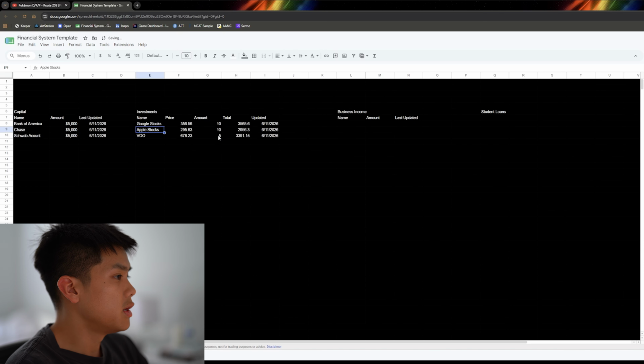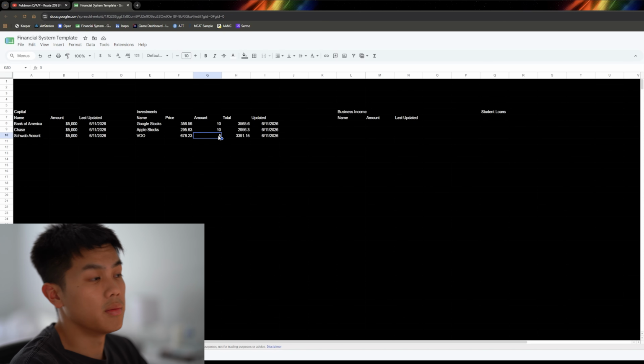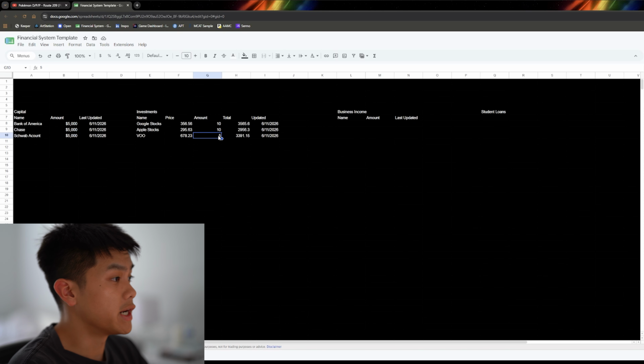Okay, so the idea is I have all my investments over here, so I can keep track of how much money I have saved up in investments, and you can see them grow over time.